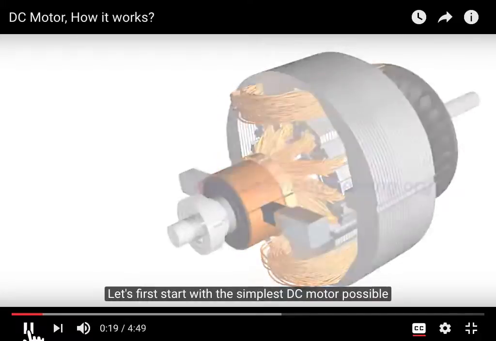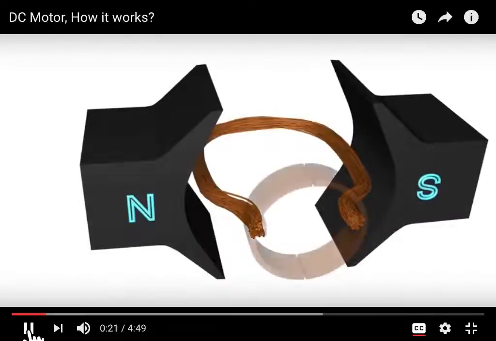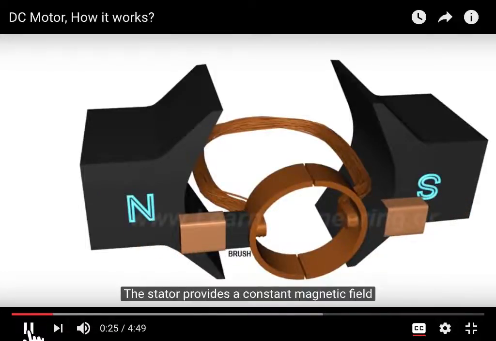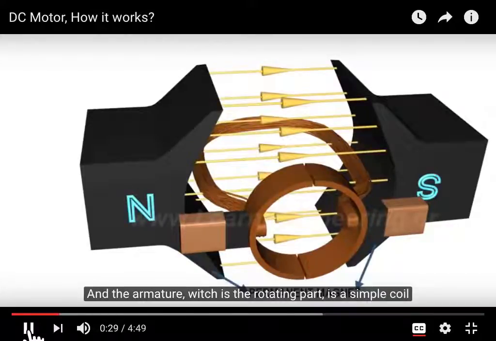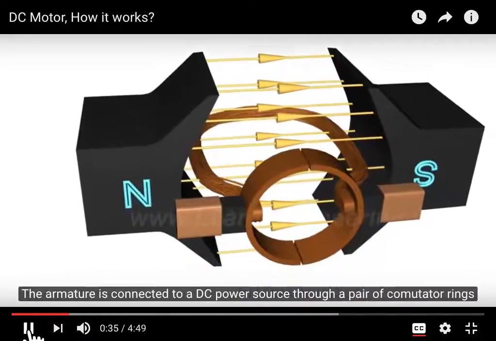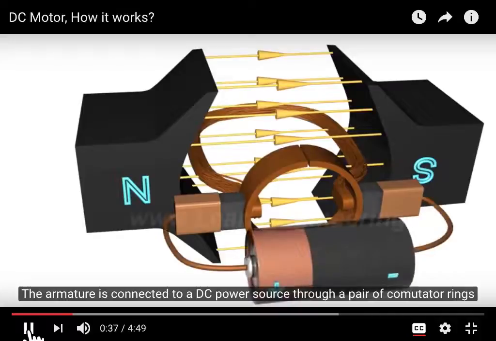Let's first start with the simplest DC motor possible. So back to where we were. It looks like this. The stator provides a constant magnetic field, and the armature, which is the rotating part, is a simple coil. The armature is connected to a DC power source through a pair of commutator rings.